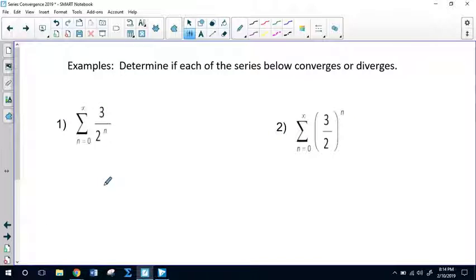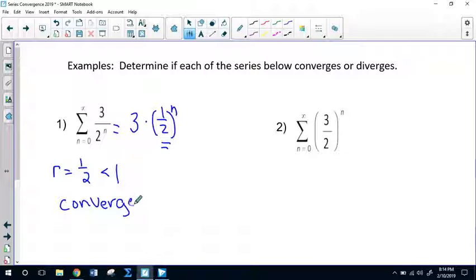Okay, so here are two examples of geometric series. This one you could rewrite if you wanted to as 3 times 1 over 2 to the n. Since the ratio happens to be a half, so here's the ratio right here, and a half is less than 1, that means that this series converges.